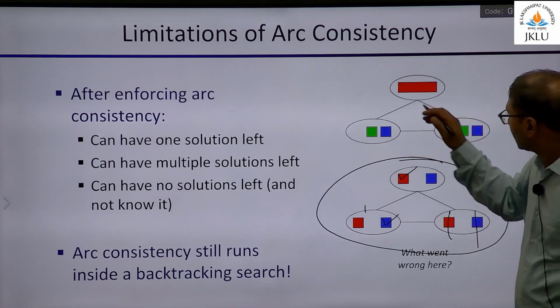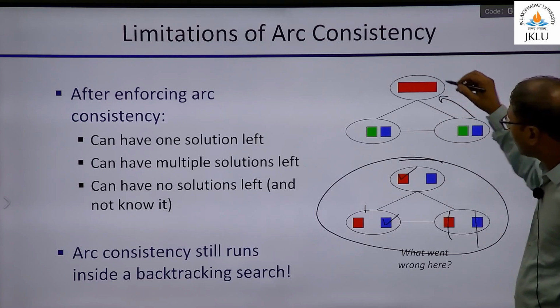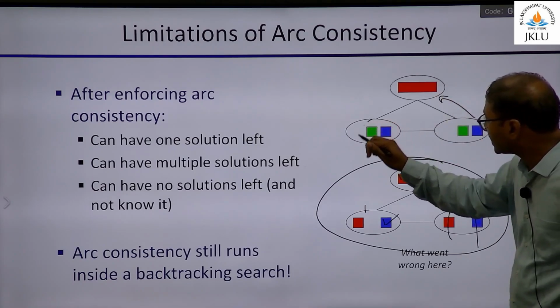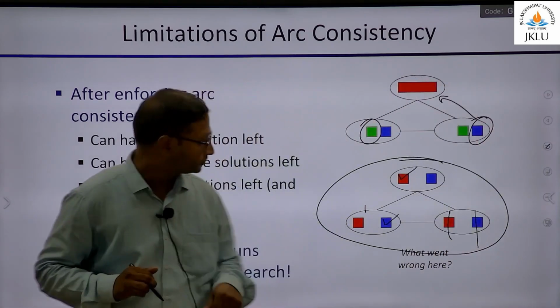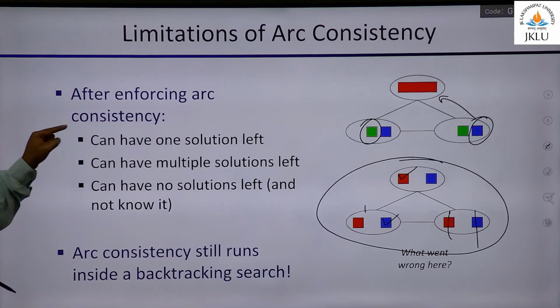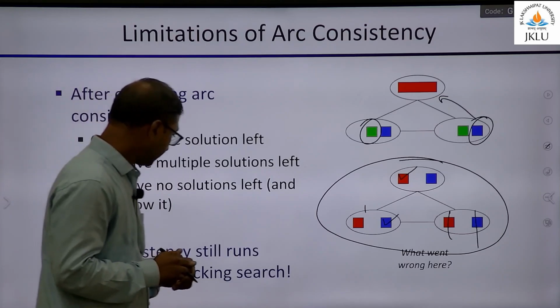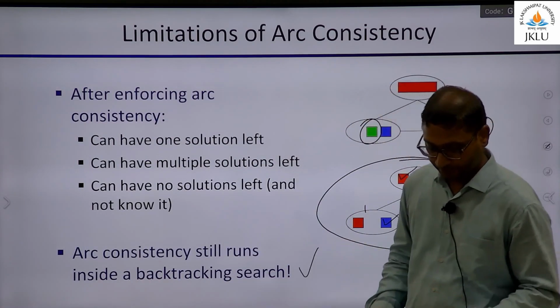Because is this consistent? All arcs are consistent here, right? And we will have a solution, let's say, use green here and use blue here. So this is fine. After enforcing arc consistency, you can have one solution left, can have multiple solutions left, and you may not have a solution and you do not know it, okay? So arc consistency still runs inside a backtracking search.